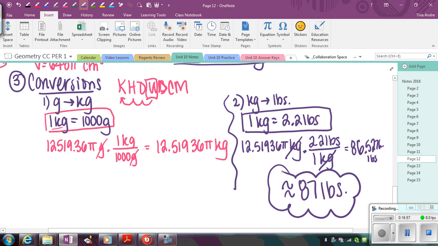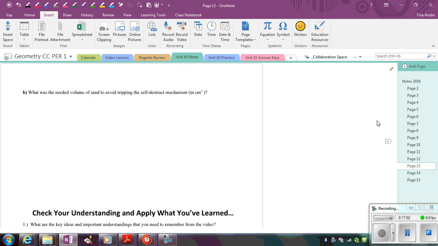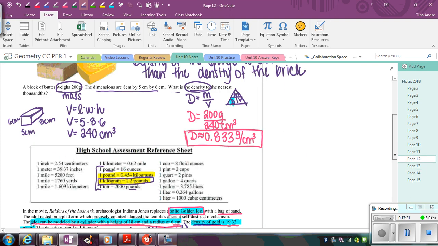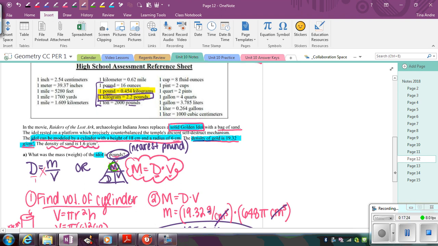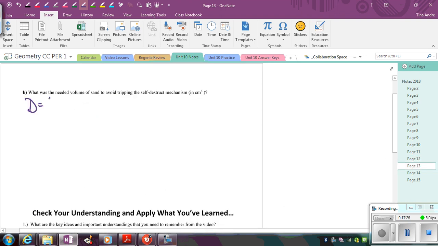Then the next part is on the next page. So let's go ahead to the next page here. And what was the needed volume of sand to avoid tripping the self-destruct mechanism in cubic centimeters? So what we know so far, we know the density of the sand from the previous page, so let me go back and just write that down. So the density of the sand is 1.6 grams per cubic centimeters. So there's the density of the sand.